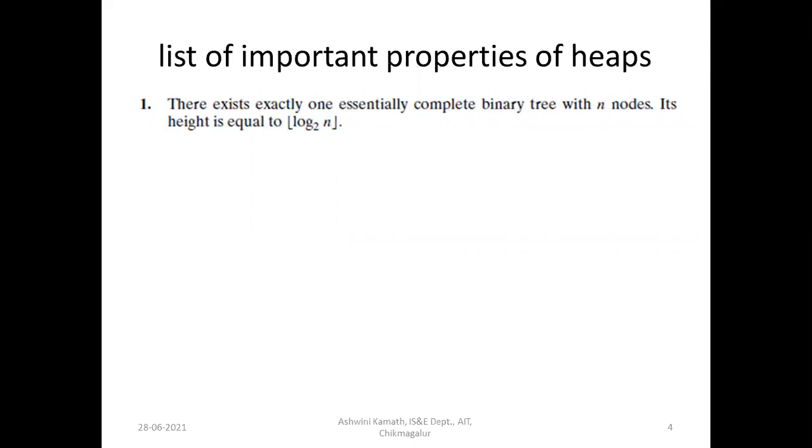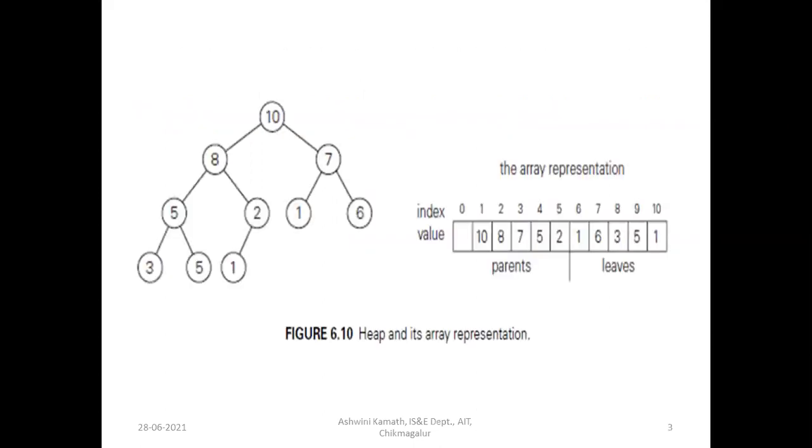For example, if you consider the previous one, we have 10 values, so the number of nodes is equal to 10. So log 10 to the base 2 is almost 3 point something. So we have 4 levels here, right? We have 4 levels, and the height of the binary tree is 3.